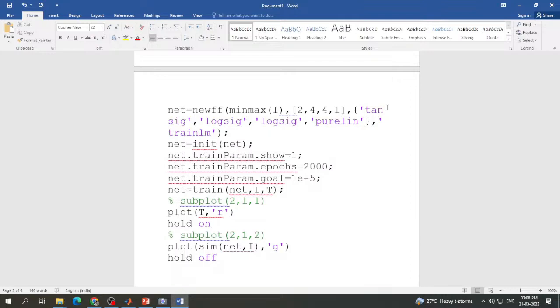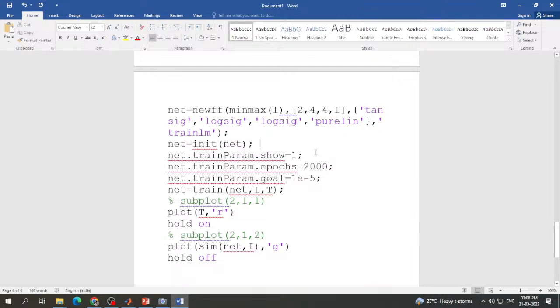In MATLAB coding, while we are doing this, there are many types of training algorithms. I have taken trainlm. Others are there, you can check those also. So this is the initiation of the neural network. Now net is equal to init(net). While doing the neural network training, you have to assign the bias values and the weights of the connections between 2 nodes. So this is initialized by this code.